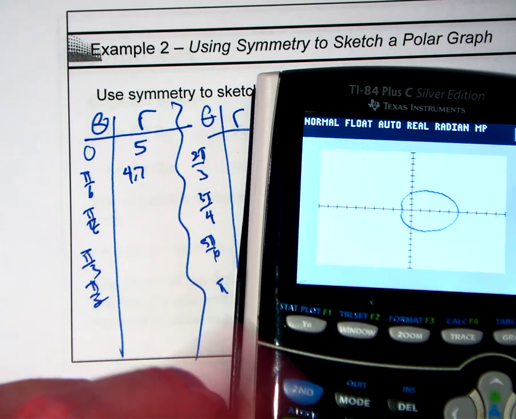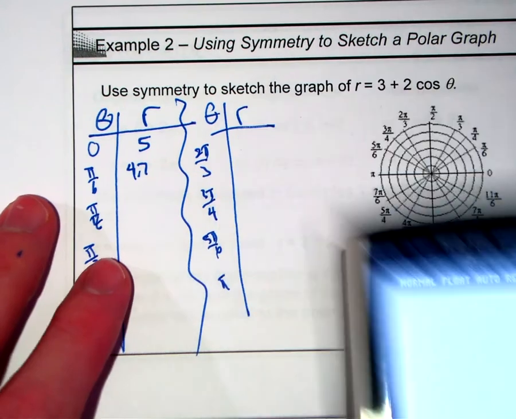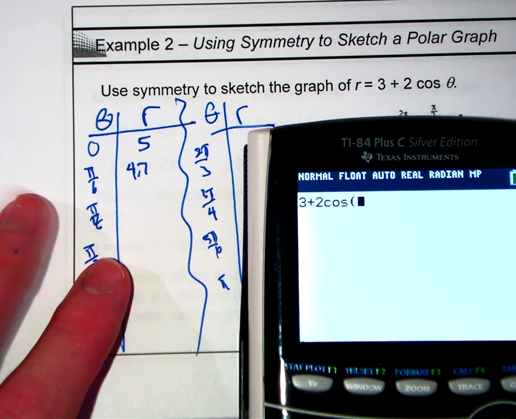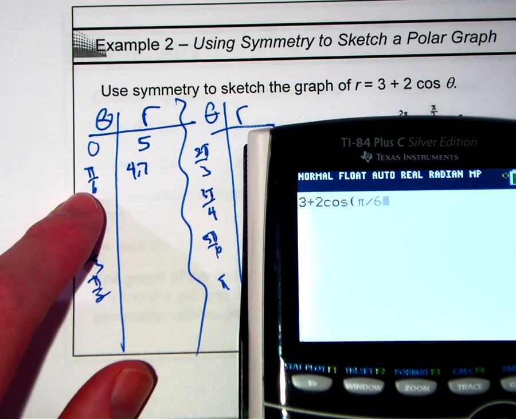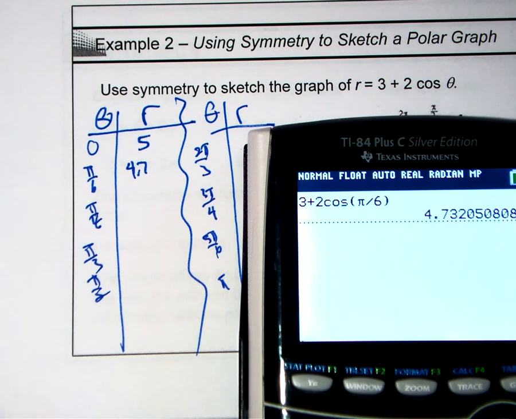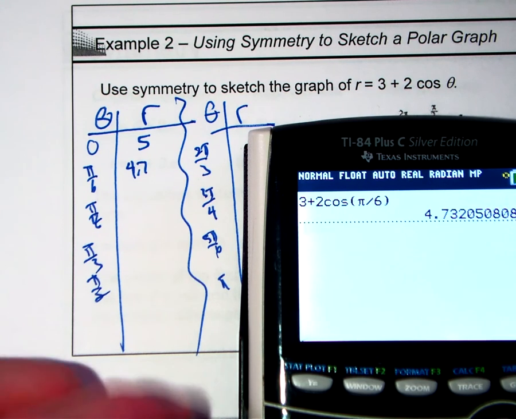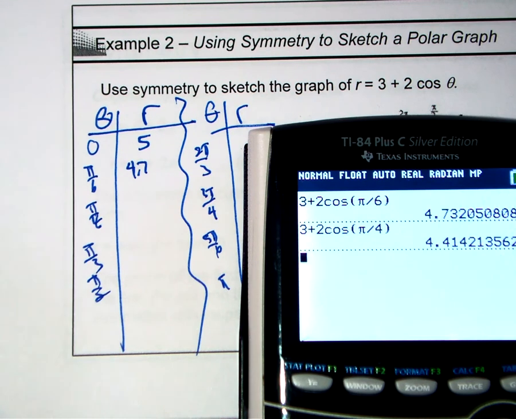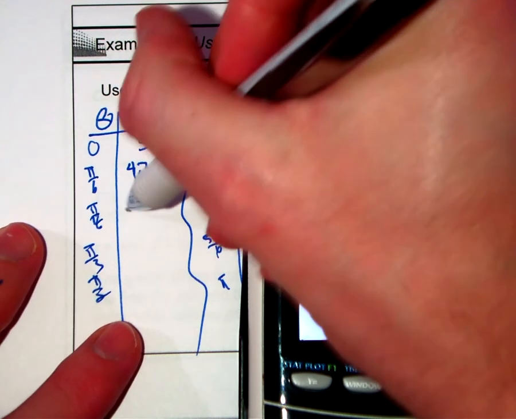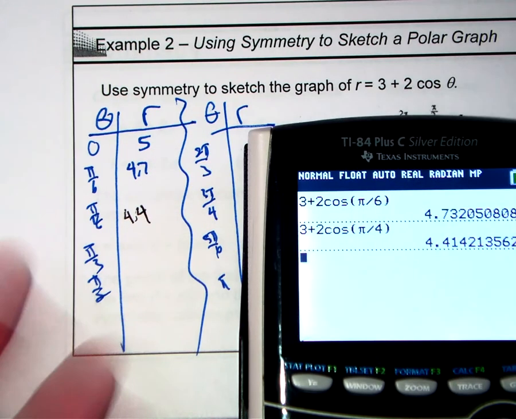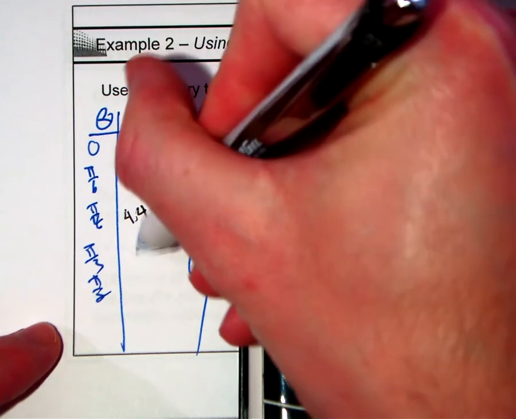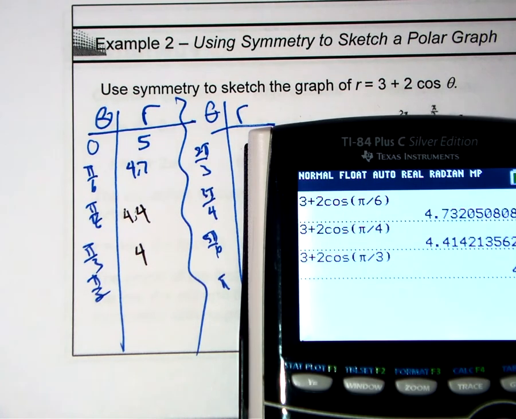All right, well, we're going to have to do it the old-fashioned way and just type it in with this. 3 plus 2 cosine of pi over 6. There it is, 4.73. And then you can just hit second enter, bring it back up. Now we have pi over 4, 4.4. Pi over 3, 4. Oh, I switched pens. Pi over 2, 3.